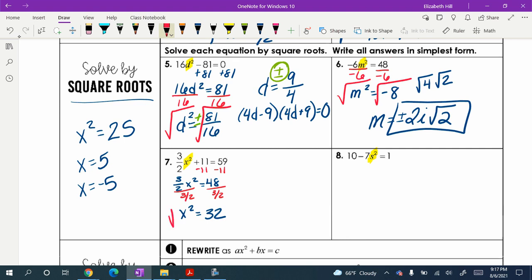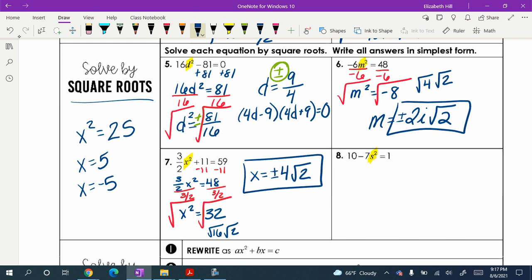I'm going to take the square root of both sides. And this is going to give us that x is equal to plus or minus, and 32, we can break that up into 16 and 2. So plus or minus 4 square root of 2. So there are 2 solutions. All right, so why don't you guys go ahead and pause the video once again and see if you can do number 8.